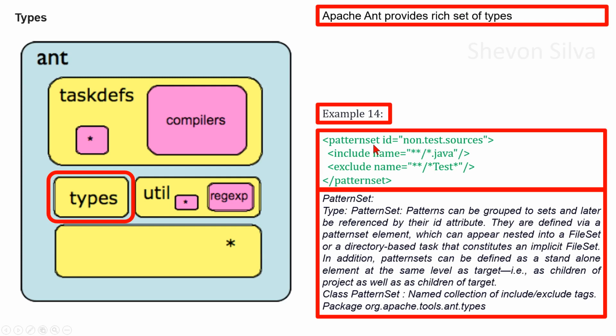Note that while the includes and excludes attributes accept multiple elements separated by commas or spaces, the nested include and exclude elements expect their name attributes to hold a single pattern.